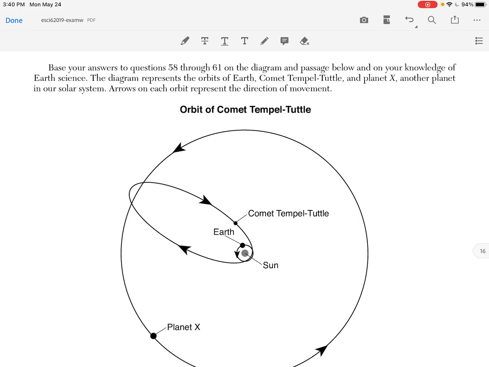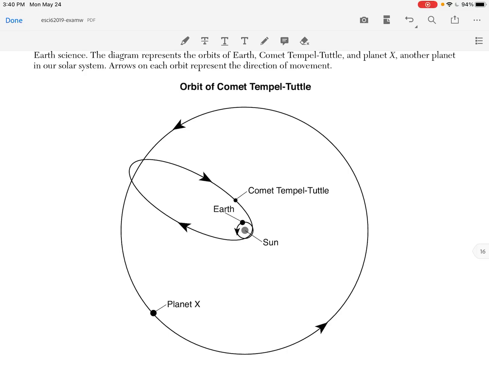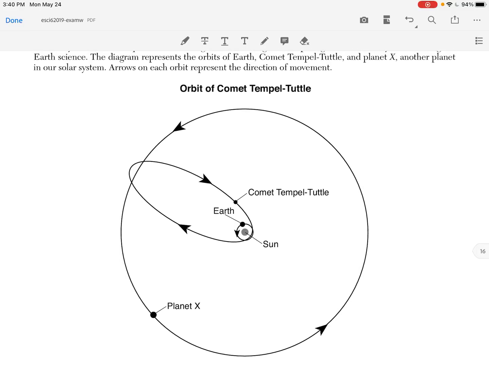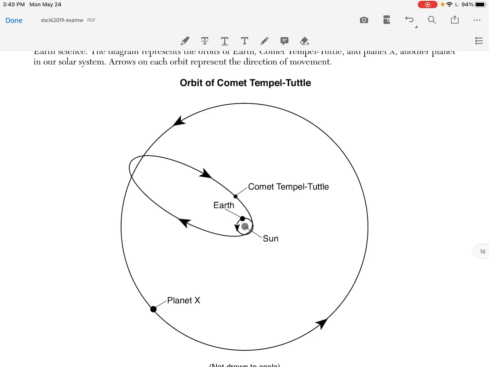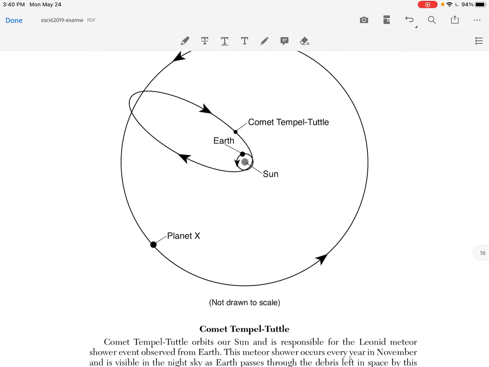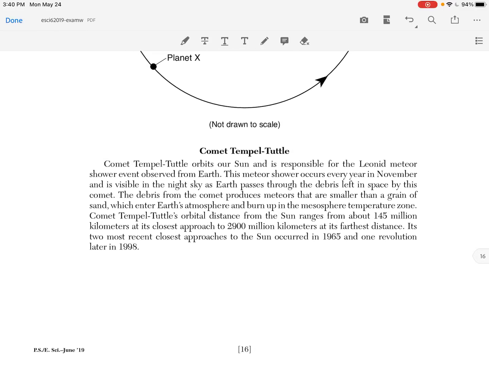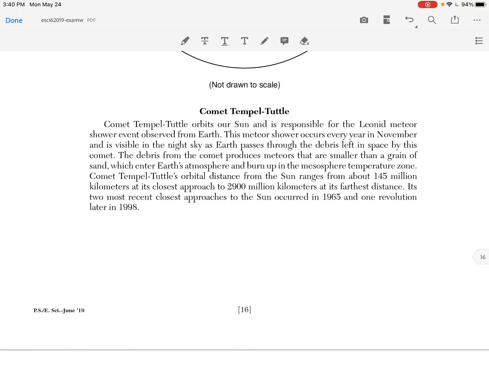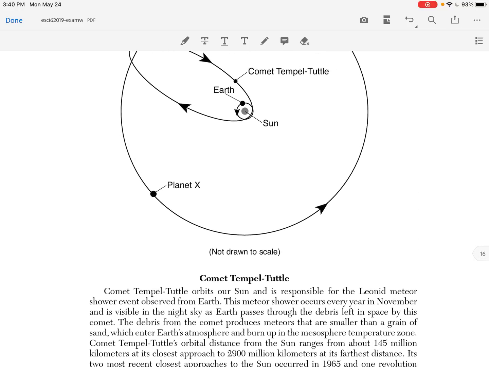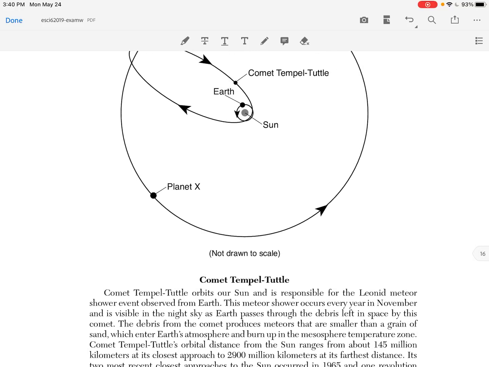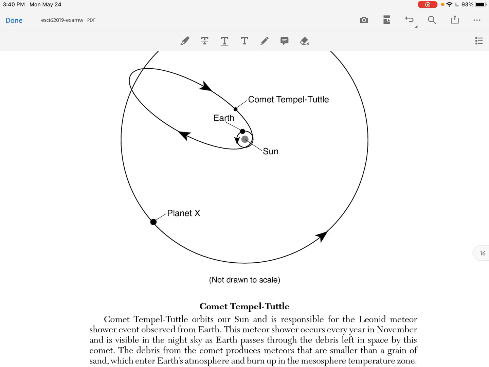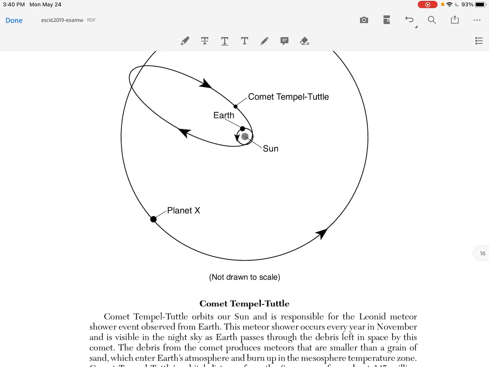All right, questions 58 through 61 are based upon this diagram and a little bit of a reading about the orbits of Earth, a comet called Tempel-Tuttle, and planet X, which is not identified. So we just have to answer some questions based upon this paragraph that's here. It gives you some information about this comet Tempel-Tuttle, tells you how far away it goes away from Earth and what we see. And you'll notice how small Earth's orbit is compared to the orbit of comet Tempel-Tuttle. And you'll notice also that the comet's orbit is very stretched out and oval shaped. We call that very elliptical.